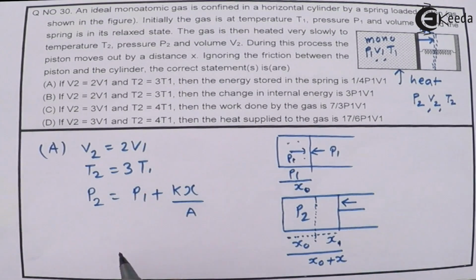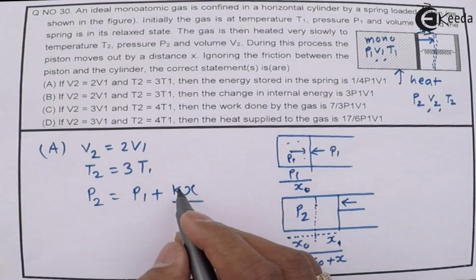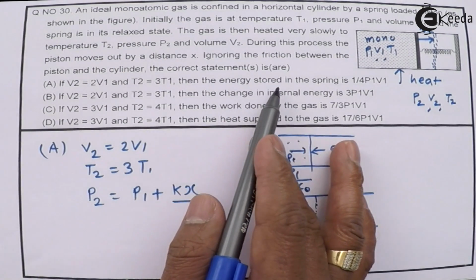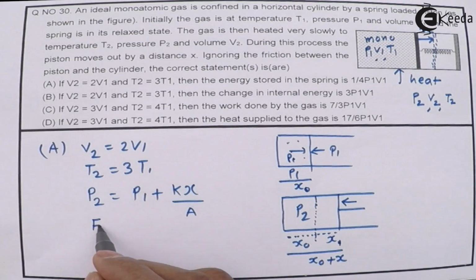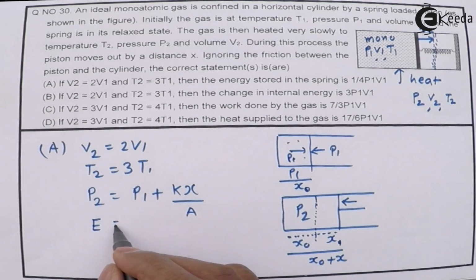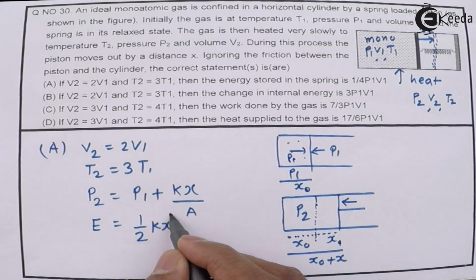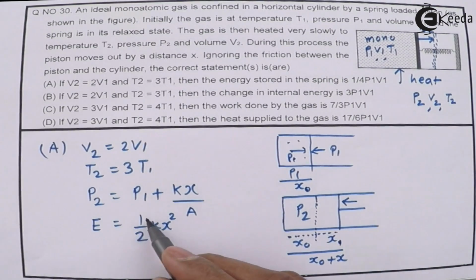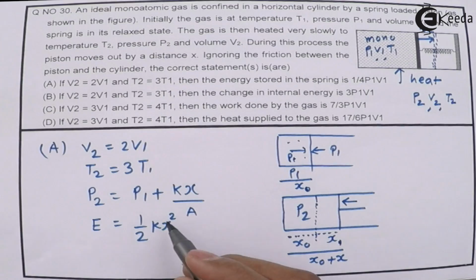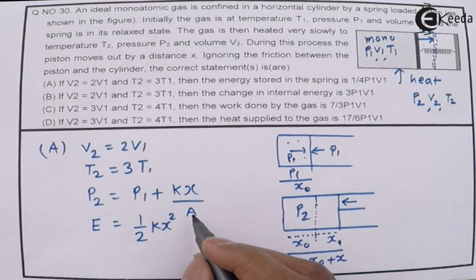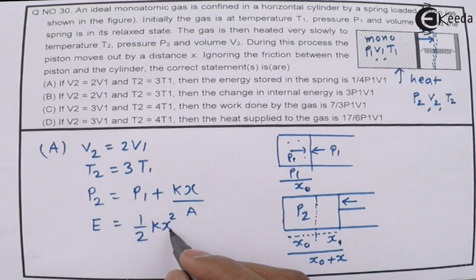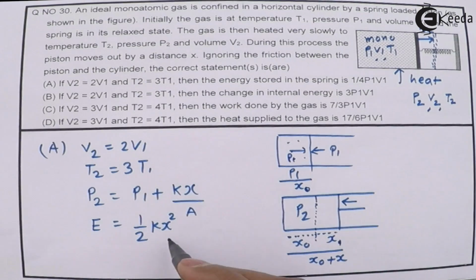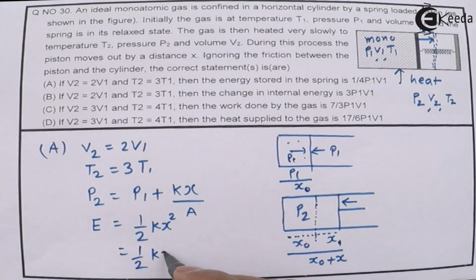Now we have to eliminate x also. We have to find the energy stored in the spring, which is given by half Kx squared, because x is the compression, the spring is compressed by distance x. So this is the energy stored in the spring. We have to find the value of Kx, so from here I will find Kx, and one x will be there. This is nothing but Kx into x.